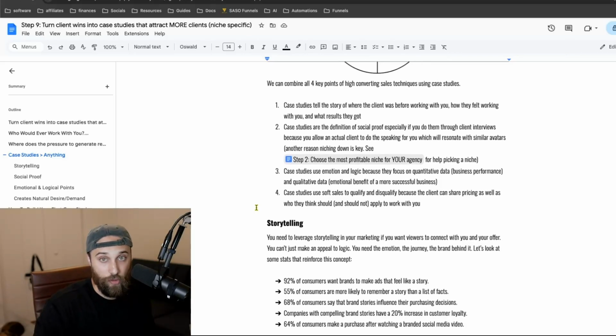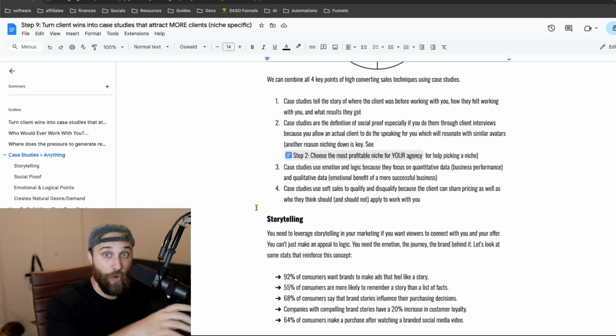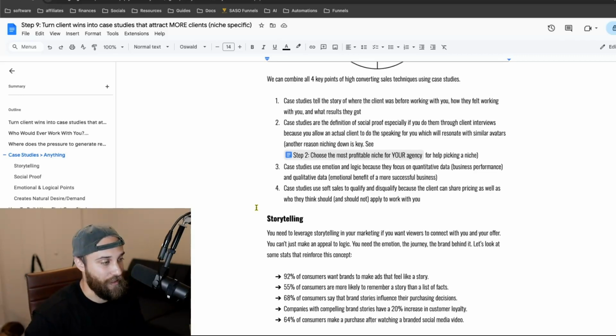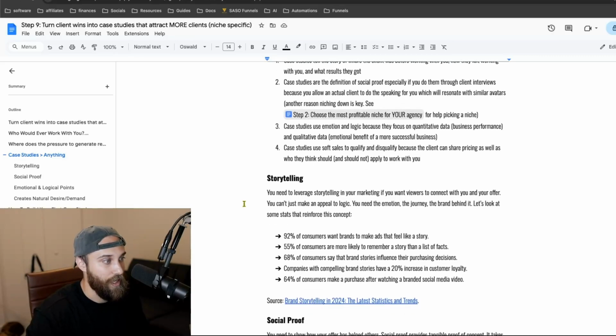They already know who they should be and shouldn't be. So you're qualifying, further warming up those leads, and you're trying to sort out the riffraff at the same time. So let's look at storytelling. You gotta leverage storytelling in your marketing if you want viewers to connect with you and your offer.